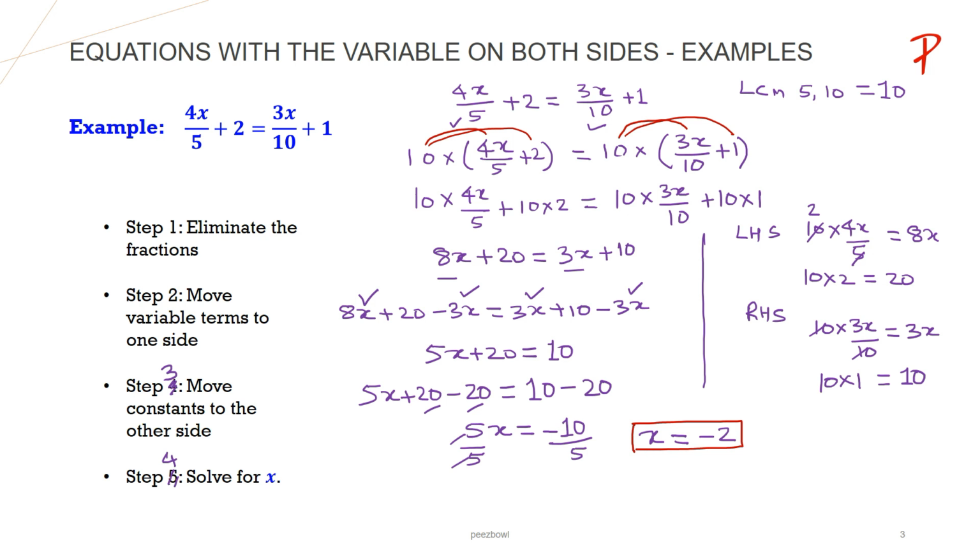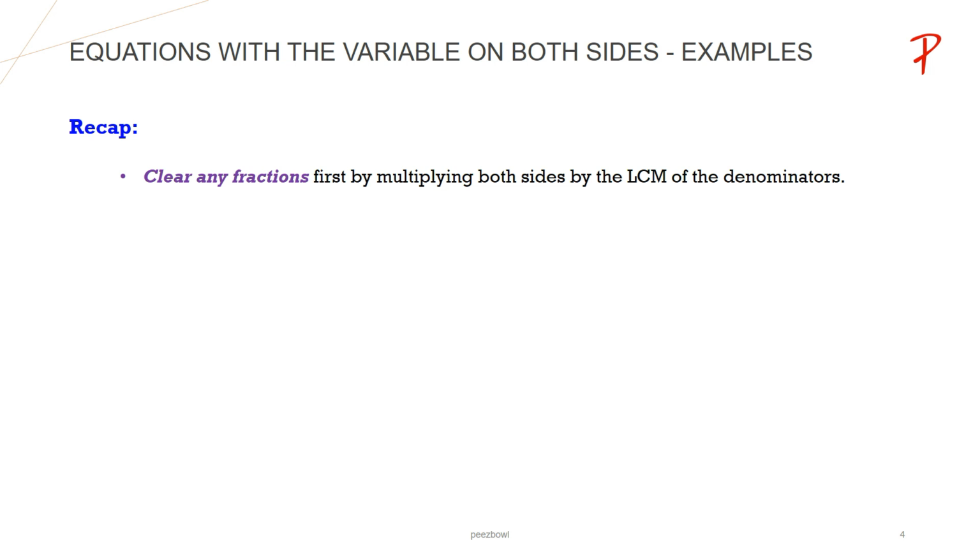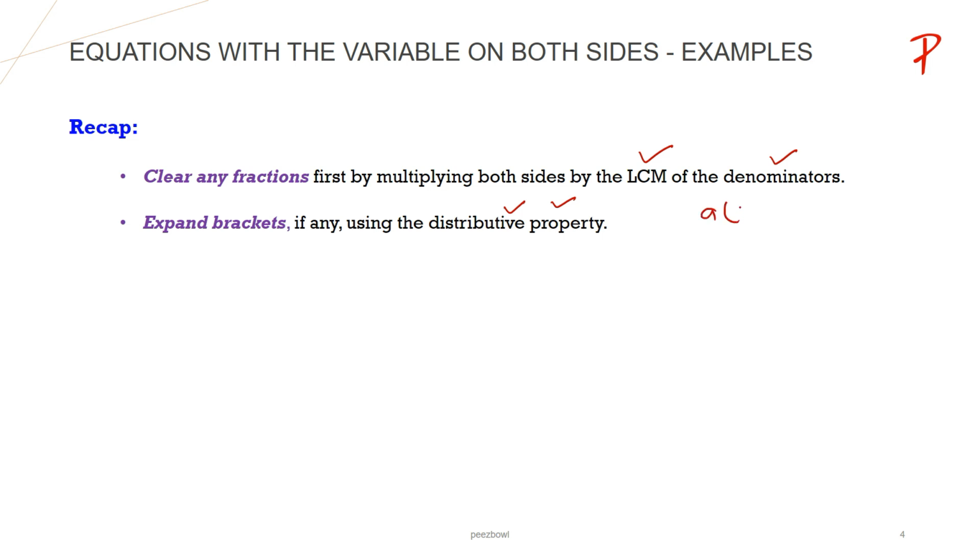So let us quickly recap the key steps to solve equations with variables on both sides. First step is to clear any fractions by multiplying both sides by the LCM of the denominator. This is important. LCM of the denominators. After that we have to expand brackets. If there is any bracket, then we have to expand the bracket using the distributive property. Distributive property is A multiplied by B plus C, this is equal to AB plus AC. Same way, A multiplied by B minus C is equal to AB minus AC.